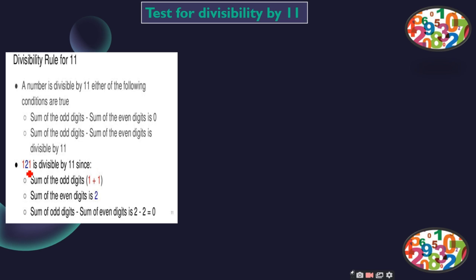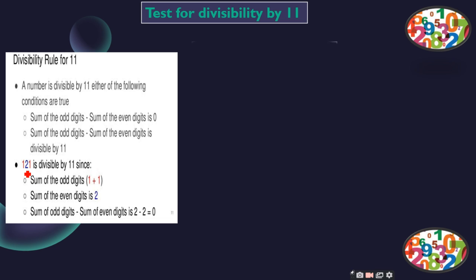For example, we have a number 121. We have to see the sum of the odd digits. If we start from the left side, the first number is odd, then we skip one number for odd. So the first and the third number are odd, and the second number and the fourth number will be even. So the sum of the odd digits is 1 plus 1, 2, and the even digit is 2. So 2 minus 2 is equal to 0. So the number is also divisible by 11.